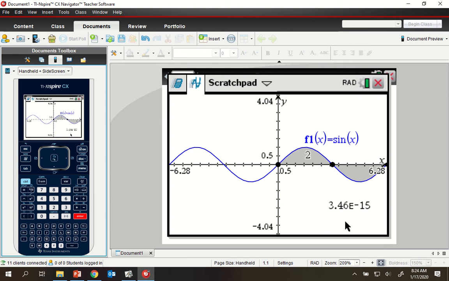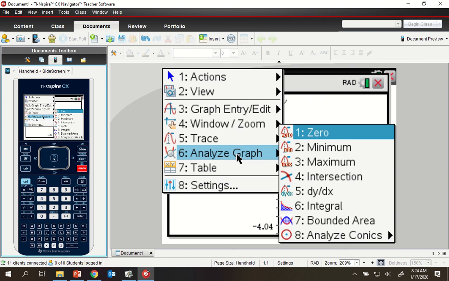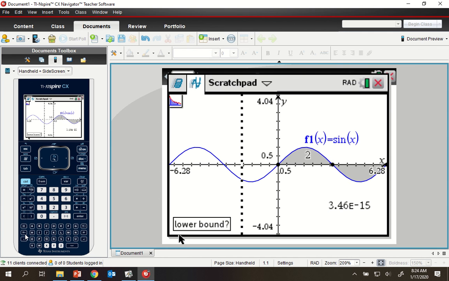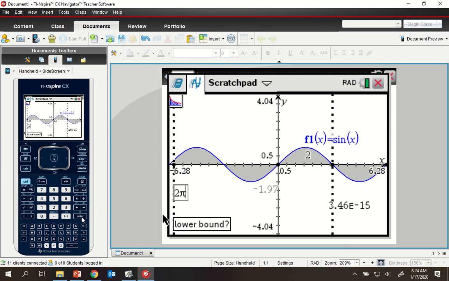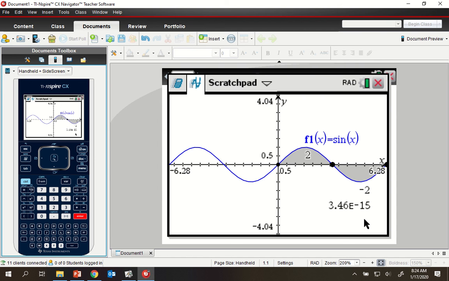So if I know that the total area from 0 to 2 pi for this wave is supposed to be 0, what does that leave me to infer the area from pi to 2 pi has to be? It has to be negative 2, doesn't it? So let's check that. Do it again, starting at pi and going to 2 pi. Look, my area is negative 2.